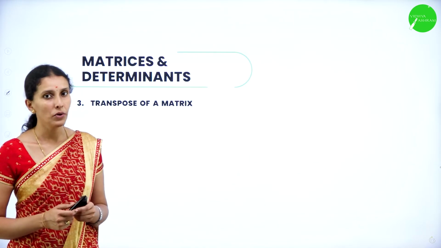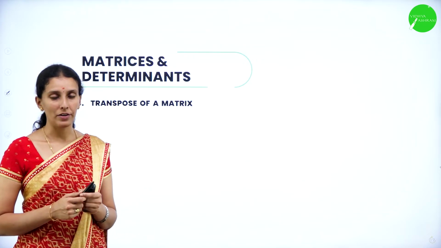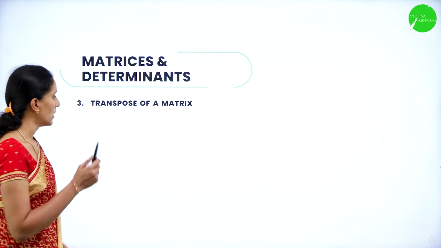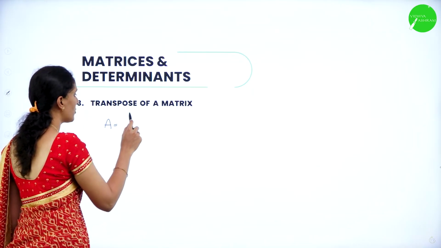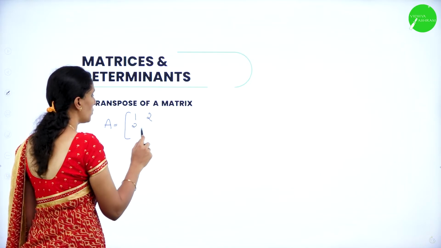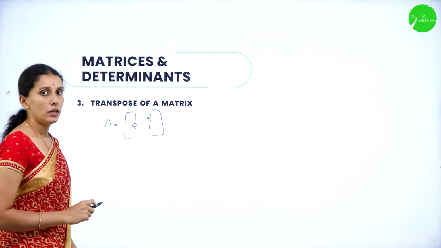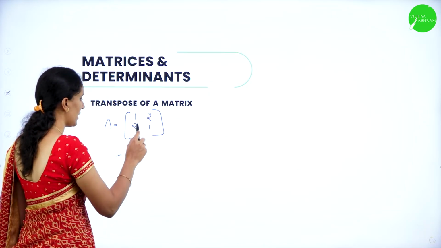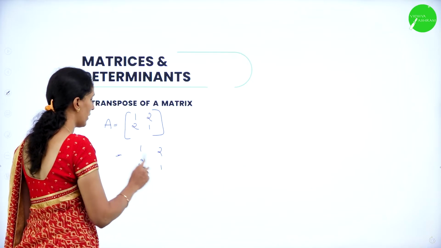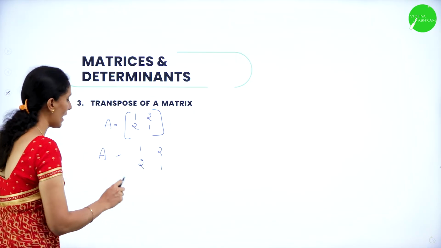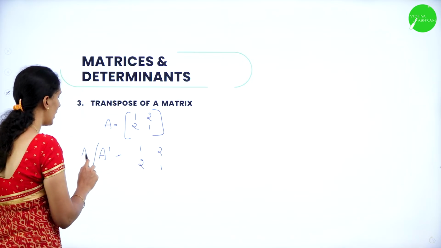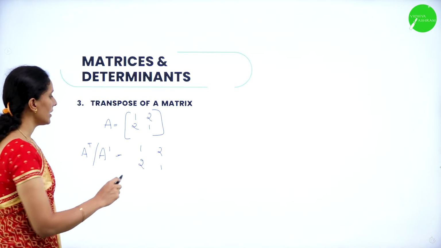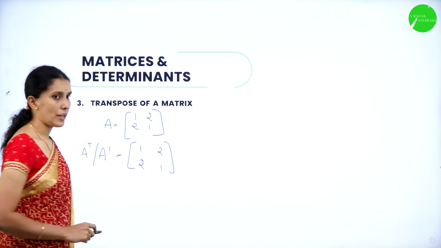Next, we have one more concept, that is the transpose of a matrix. Transpose means changing rows to columns and columns to rows. Let me take one example, matrix A: 1, 2, 2, 1. Write rows into columns, columns into rows. Then it becomes again 1, 2, 2, 1. It is always represented by A dash, or sometimes A transpose with power T. So A dash is nothing but the matrix which is the transpose of A.